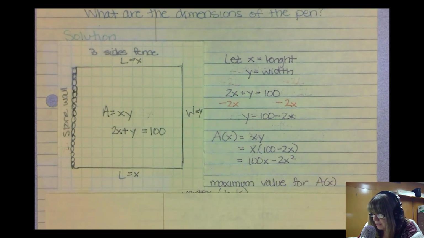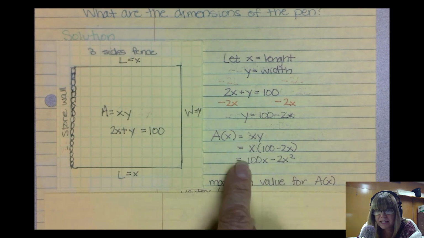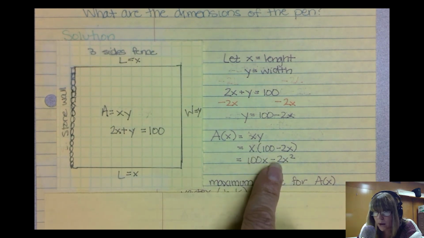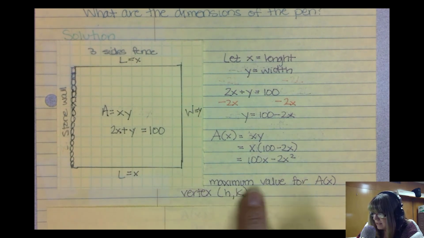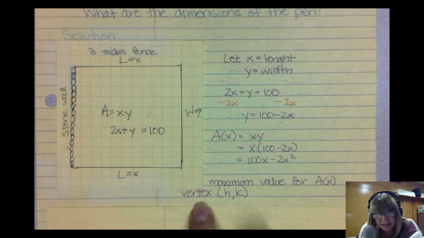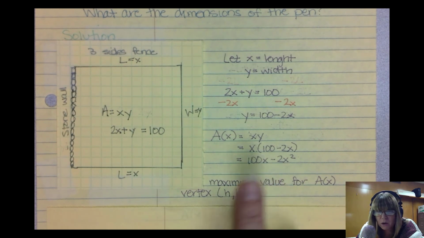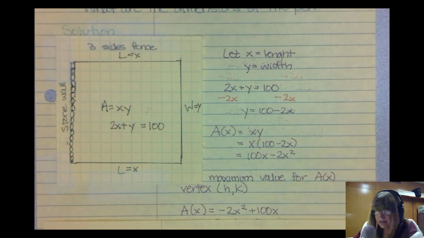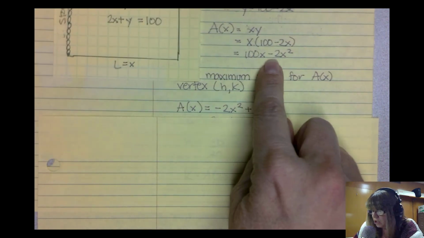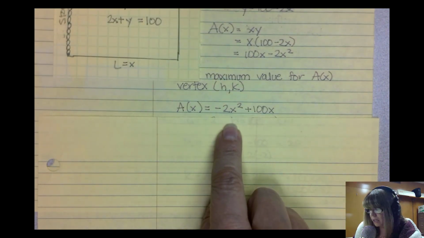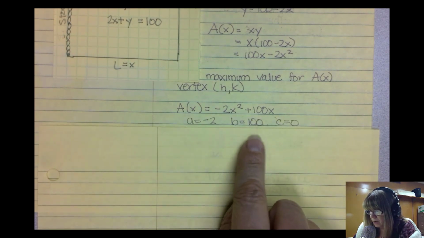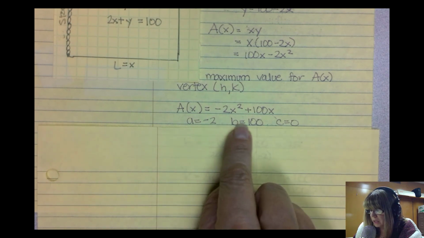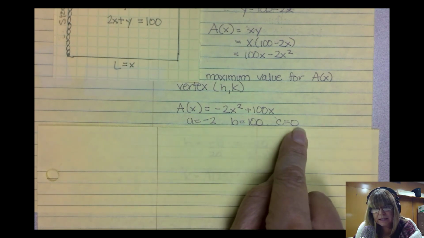And if I just change that around, you will see that this area formula is actually a parabola, a quadratic function, the shape of a parabola. Our maximum value is going to be the vertex of this parabola. So I've just got to figure out what is my vertex. Okay, so rewriting this function to where it looks more like our normal quadratic equation, I get negative 2x squared plus 100x. Okay, a is negative 2, b is 100, and c is 0.